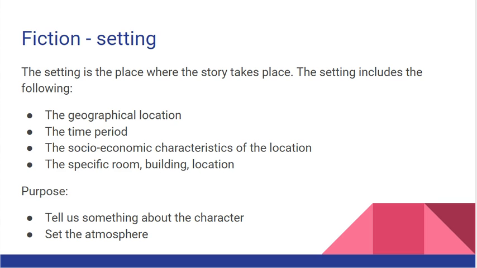Another element of fiction is the setting. Where does it take place? Think of the geographical location. Could it be Oklahoma? What about the time period? Is it set in the 20s? What about the socioeconomic characteristics of the story? Is it lower class farmers who are working for the landowners? Does this sound like the setting of The Grapes of Wrath by John Steinbeck?